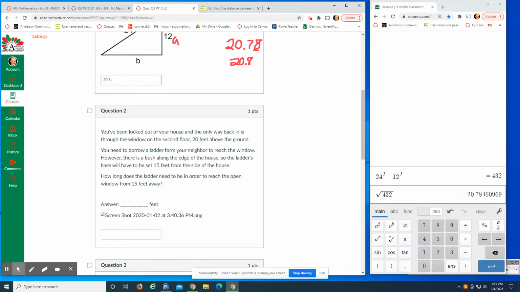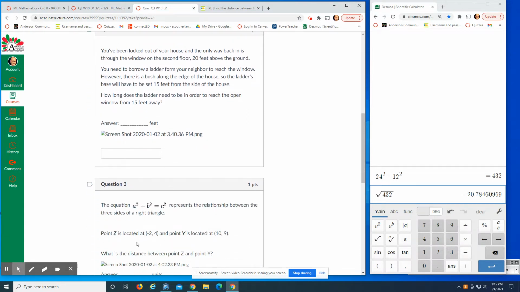And then question 2 is a story problem. There's actually a picture here, but it doesn't seem to be wanting to show, so I'll make sure I fix that. But anyways, the story problem says that you have a house. Your house is, we'll say it's right here. This is your house. And you have a second story window that's 20 feet above the ground. So from here to here, it's 20 feet.